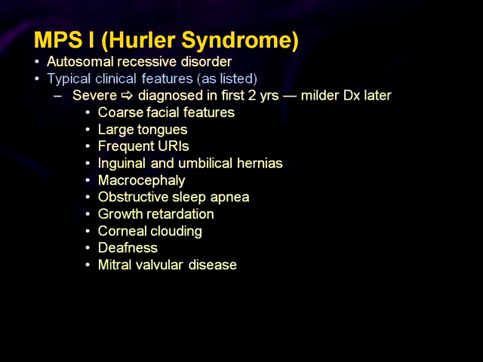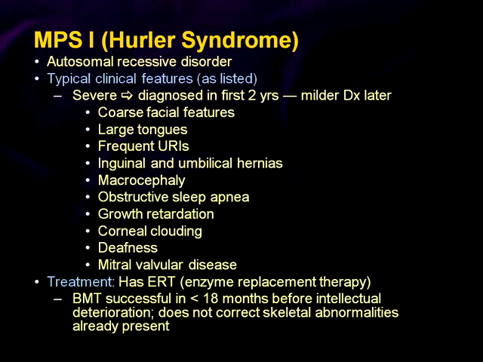The classic for this is MPS type 1, which is Hurler syndrome. It's autosomal recessive. Typical features: severe, diagnosed in the first 2 years of life. Milder forms can be diagnosed later. Coarse features, large tongue, frequent URIs, hernias, inguinal and umbilical, big head, obstructive sleep apnea, poor growth, corneal clouding, deafness, and mitral valve disease, because that's also getting stored on your mitral valve.